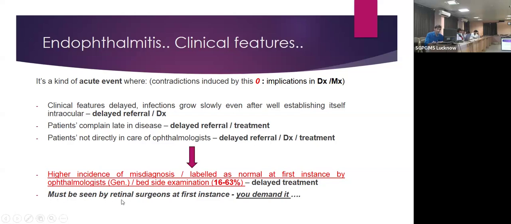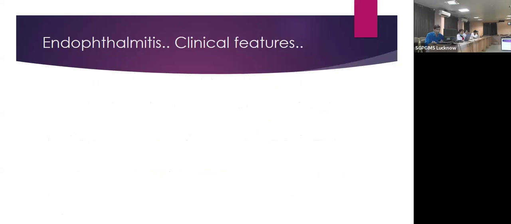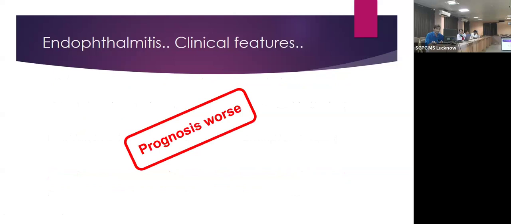And as a hematologist, as a physician, you must demand that the patient must be seen by the retinal surgeons at the first instance, not by the general ophthalmologist, because of this delayed diagnosis or misdiagnosis. General ophthalmologists don't see endophthalmitis patients regularly. And here the presentation is very different, not only different, but in a very weird way. So often general ophthalmologists get confused in these cases. And as I told, this all makes the prognosis worse.